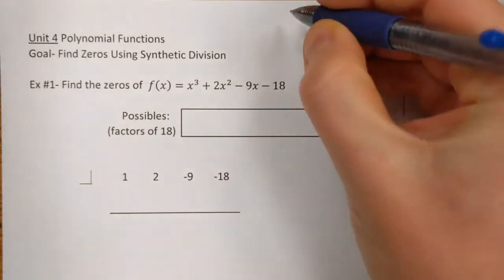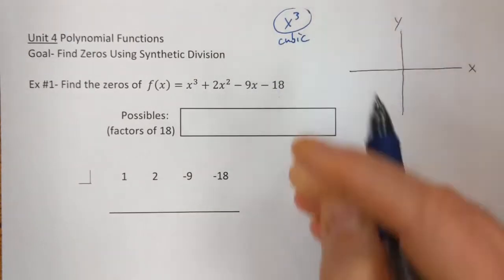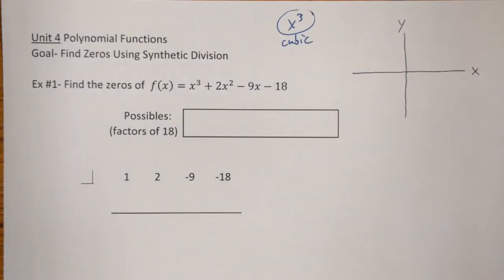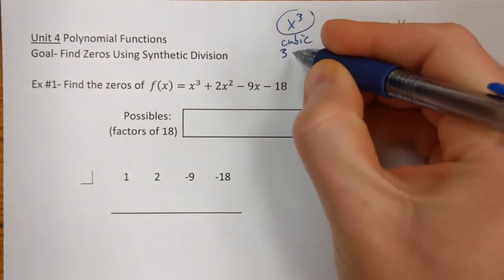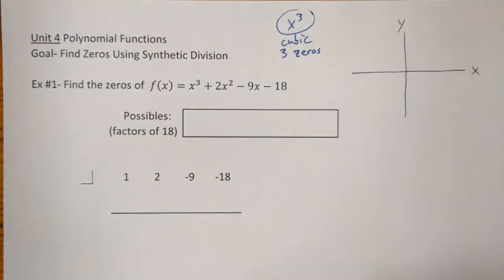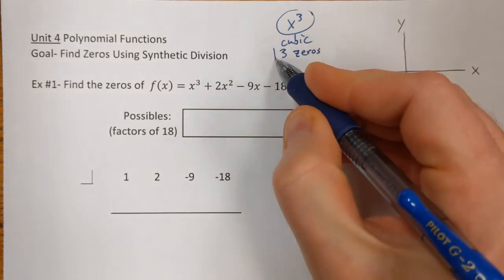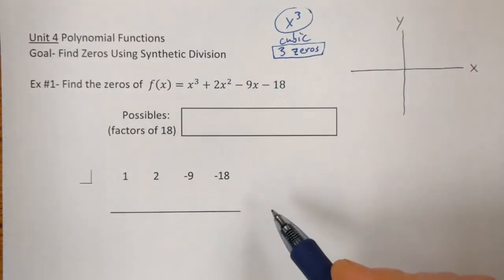So this having an x to the third, it's called cubic. This is called a cubic function. And we know that a cubic function, we've learned in earlier lessons, can have up to 3 different zeros. The number of zeros that a function can have is the same as its degree.